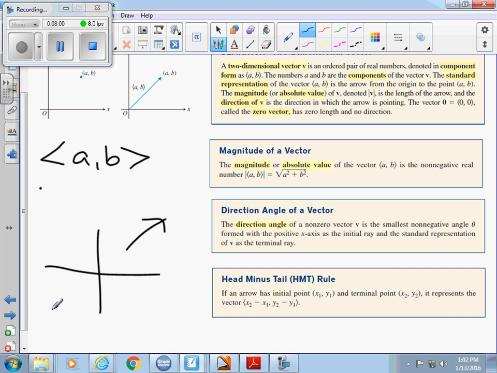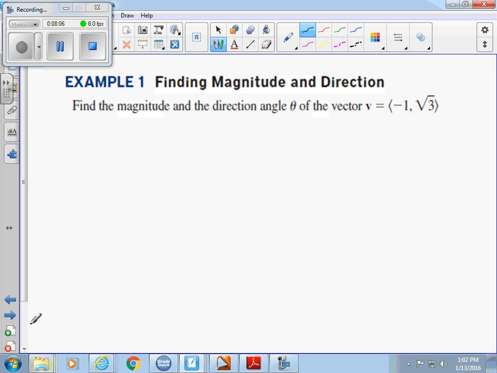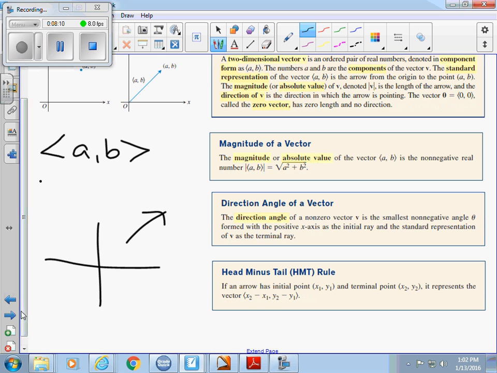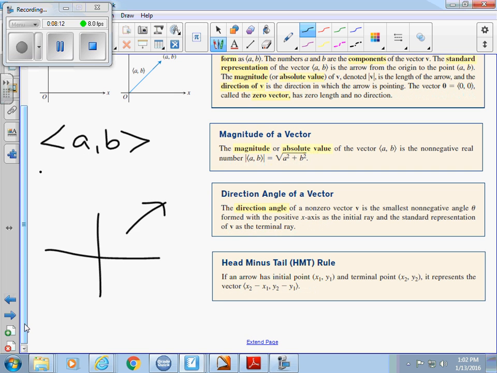So is that component form? It is component form. That's fine. That's not, unless it said something else. That's fine. You can.